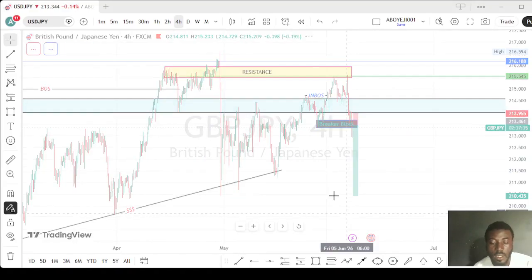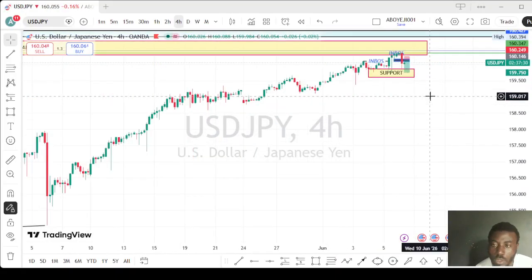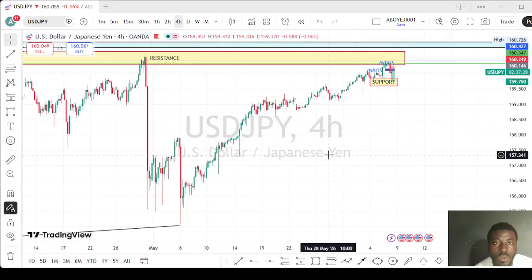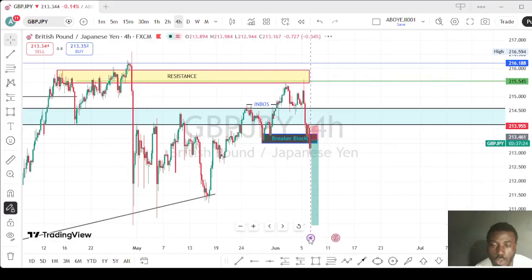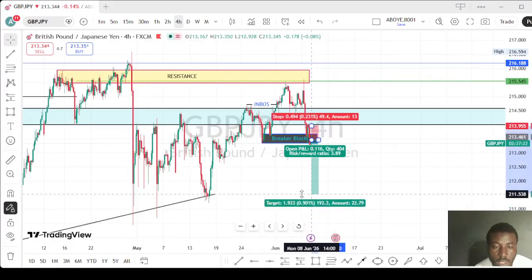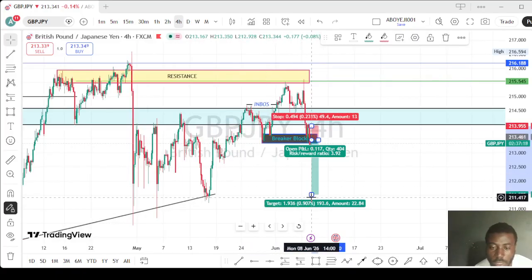I think the market is coming to this key level also. These are our first key levels here, because it's the one that gave us the break of structure here. So the market is coming down here.